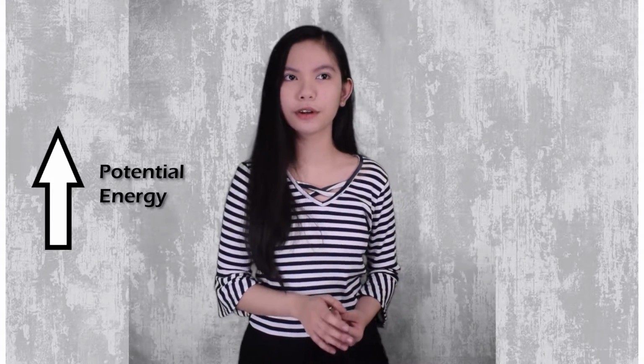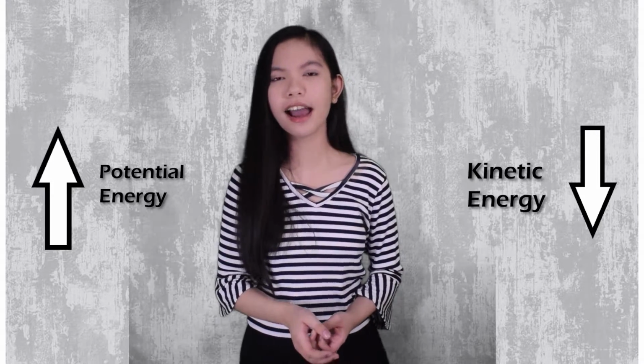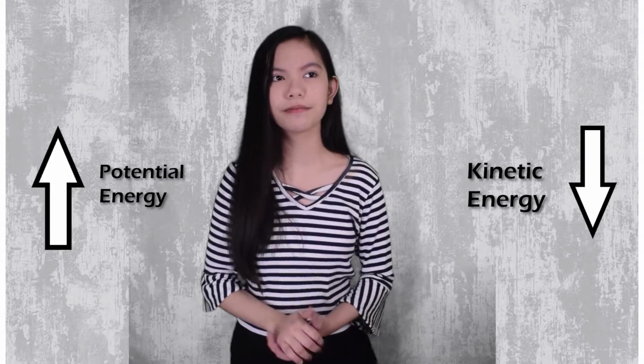On the other hand, when roller coasters go down, they go into motion, resulting in the decrease of potential energy and the increase of kinetic energy. In other words, the potential energy of a roller coaster converts into kinetic energy as it goes down, therefore making roller coasters an example of both potential and kinetic energy.